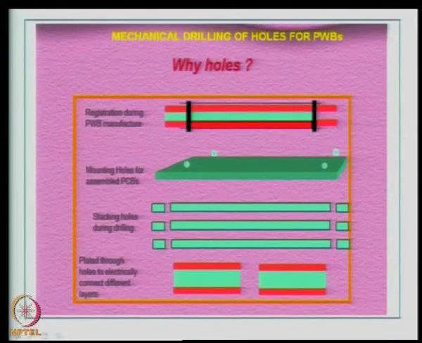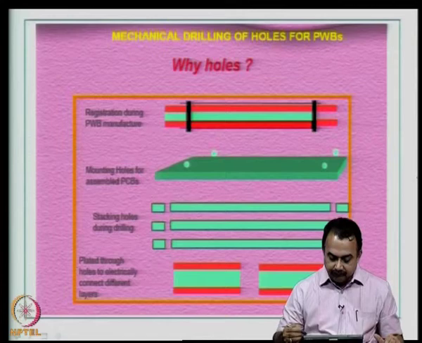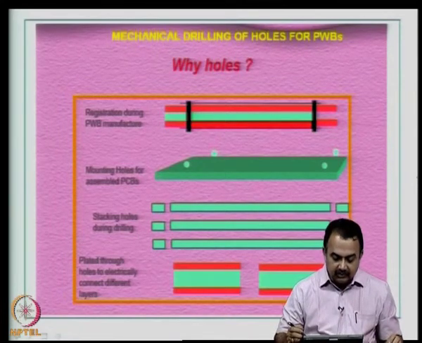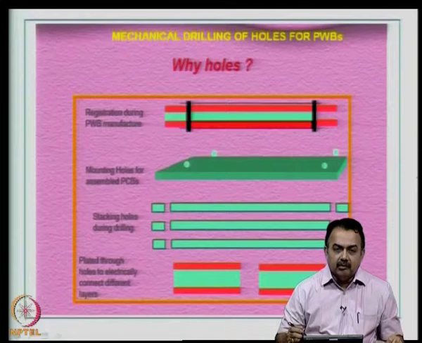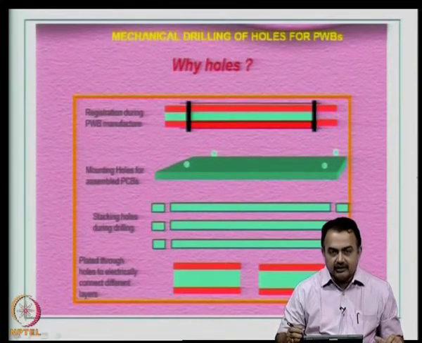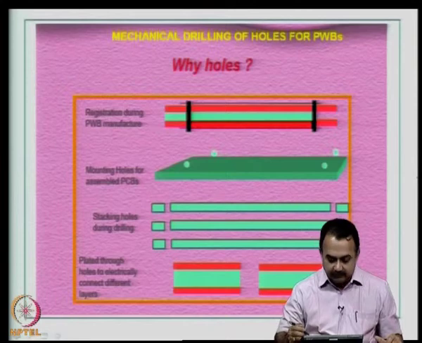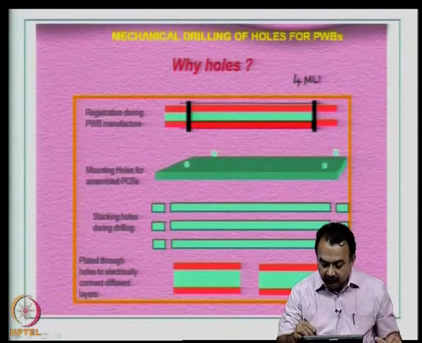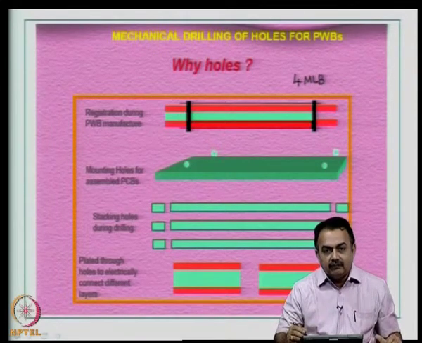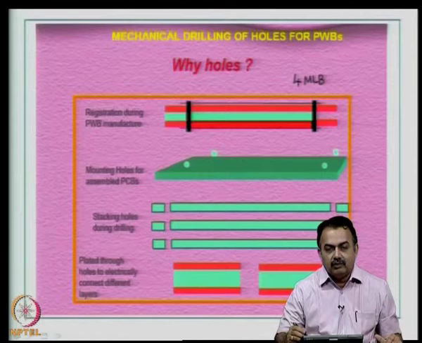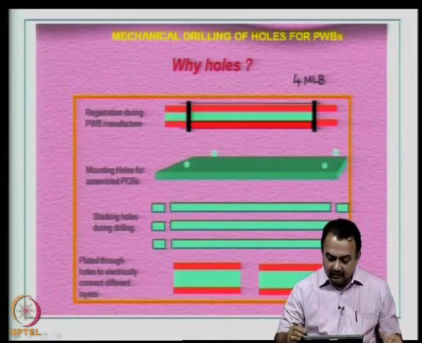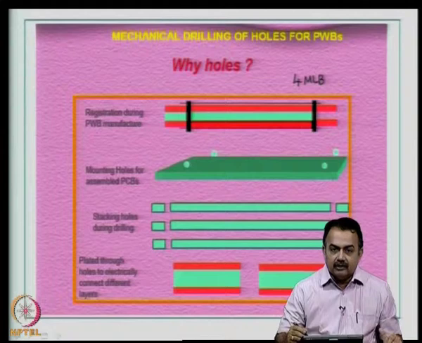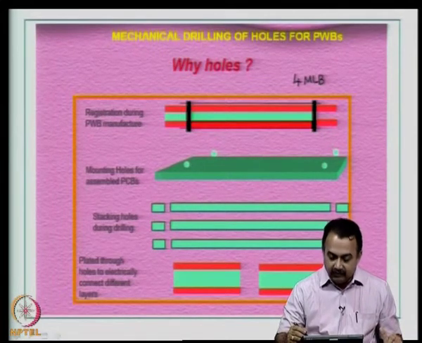Let us begin with the topic on mechanical drilling. Very briefly, we have touched upon this in the last class. Why do we require holes? We require holes because we need to register the printed wiring boards during the manufacturing, because when you build up a multi-layer substrate, for example, a 4-layer multi-layer board, you need to register each of the layers perfectly using the photo mask and the laminate structure. Therefore, you require registration holes or tool holes for manufacturing.